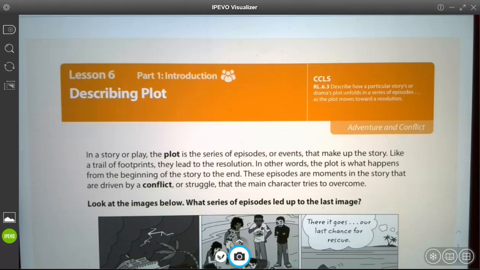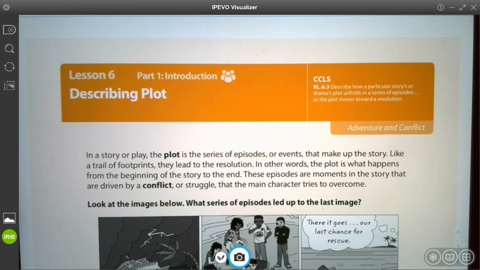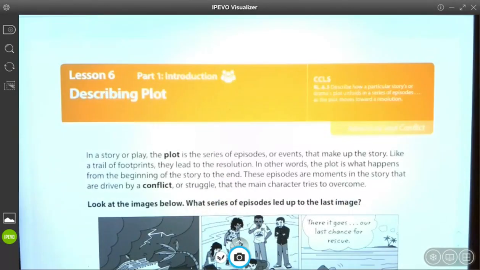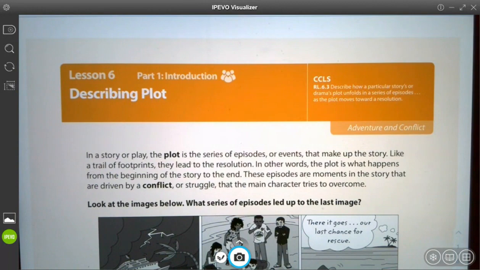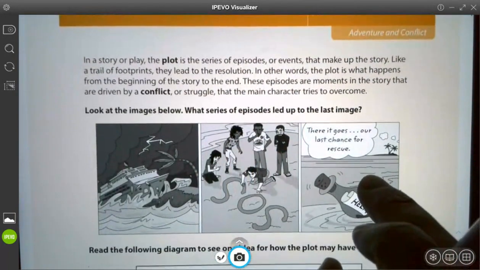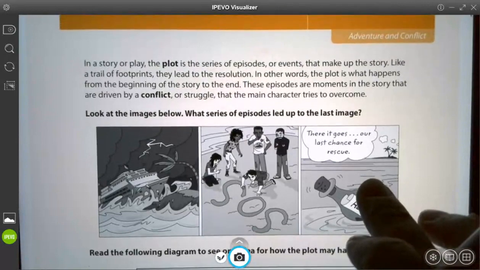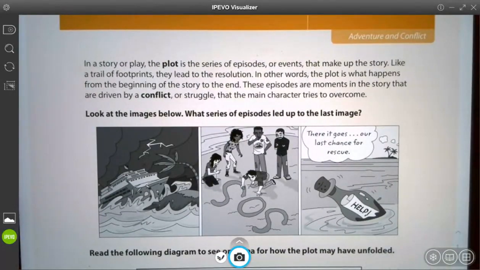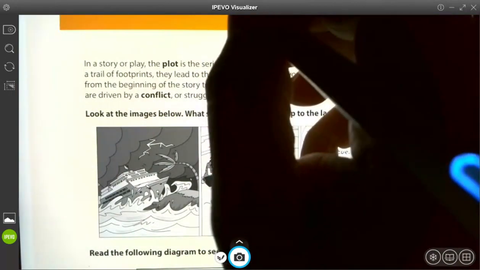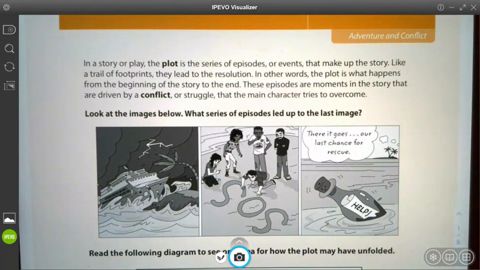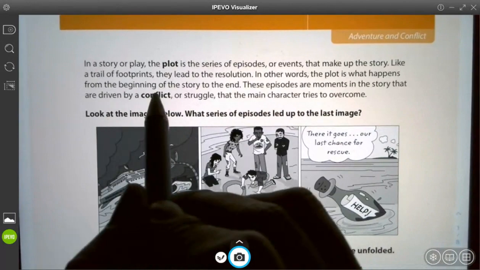Good morning. Today and this week, we're going to be working on describing the plot. This goes along with RL 6.3. Describe how a particular story's or drama's plot unfolds in a series of episodes as the plot moves towards a resolution. In a story or play, the plot is the series of episodes or events that make up the story. Like a trail of footprints, they lead to the resolution. In other words, the plot is what happens from the beginning of the story to the end.